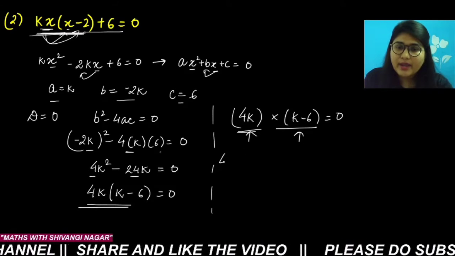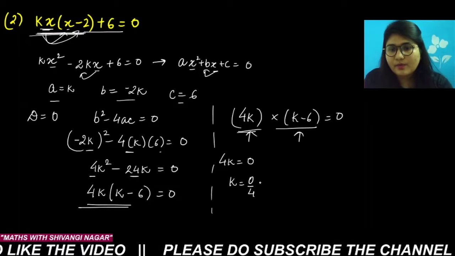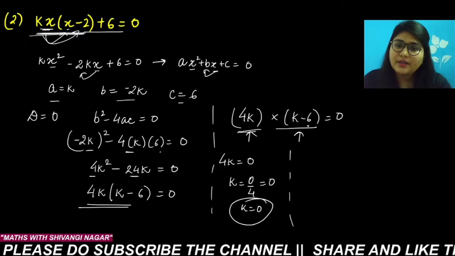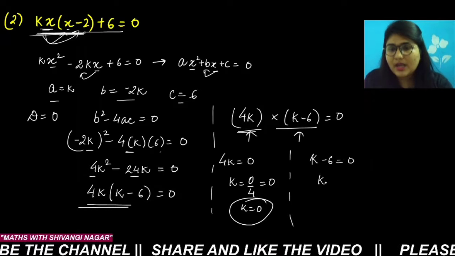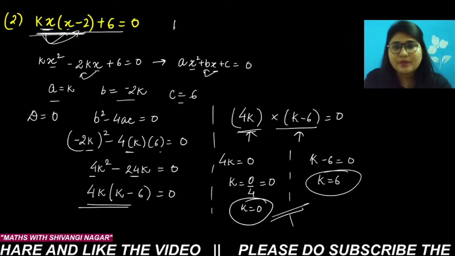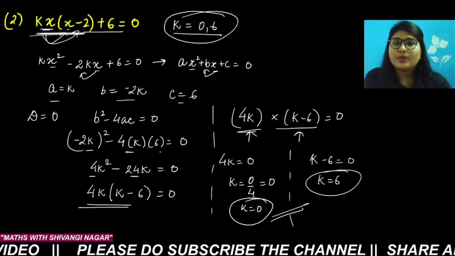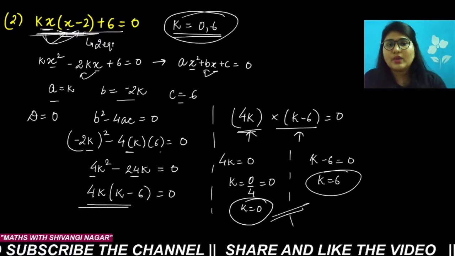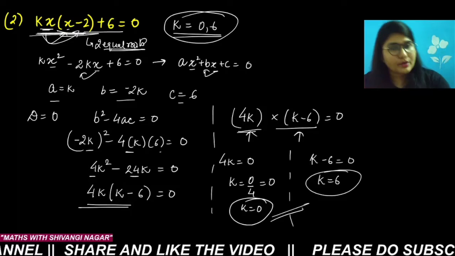If we take 4k equal to 0, then k is 0 upon 4, which means 0. So one of the values of k is 0. Similarly, if we take the other quantity as 0, k minus 6 is equal to 0, so k is equal to 6. So in the second one, the two values of k are 0 and 6. On putting these values of k, the entire equation gives two equal roots.